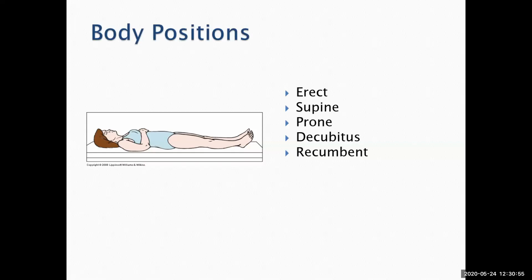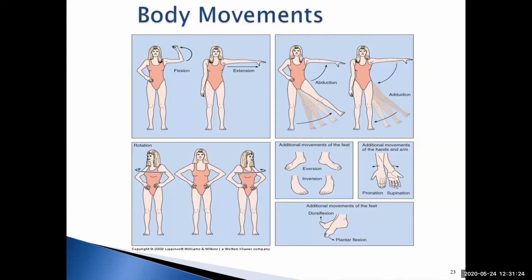Body positions, we have erect, which is a normal standing position; supine, which would be laying on your back; prone, which would be laying face down; decubitus would be laying down, especially in a bed, like a lateral decubitus is laying on the left side, often referred to as a fetal position sometimes, and recumbent is kind of laying back, more of a reclined position.